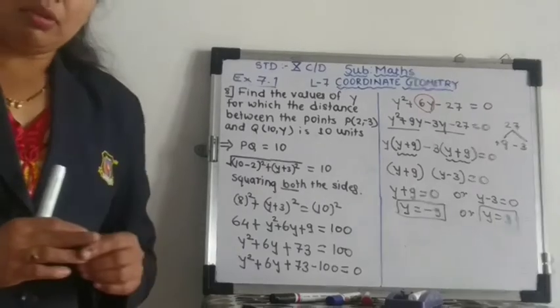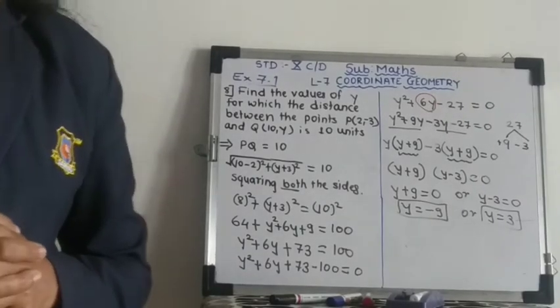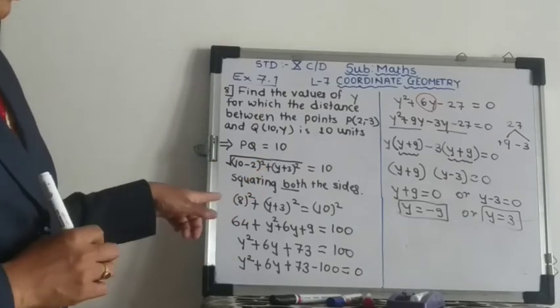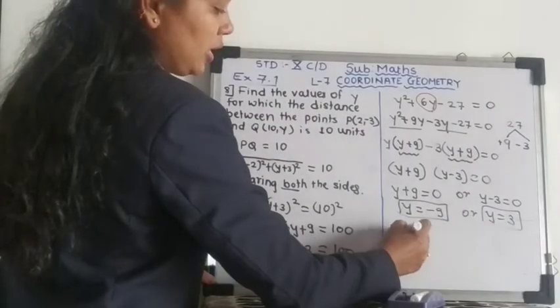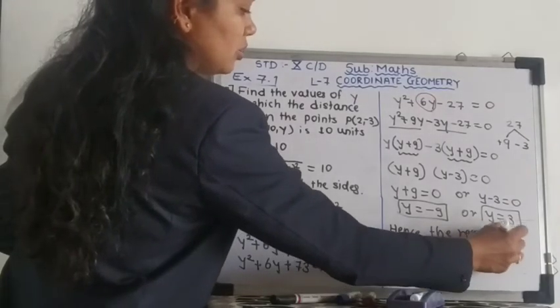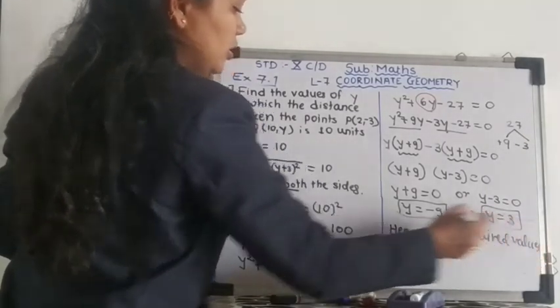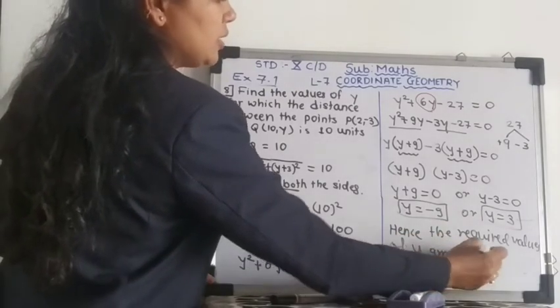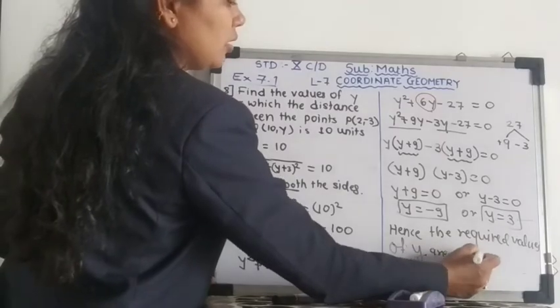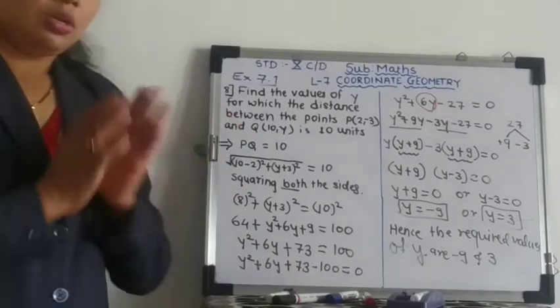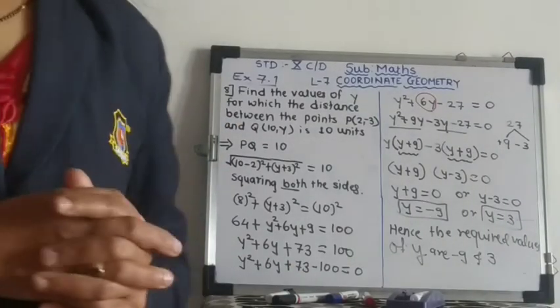That y is equals to minus 9 and y is equals to 3. So these are, we got, the required values of y. So we will write, hence the required values of y are minus 9 and 3. Understood this one? So in this way we have solved that question number 8.